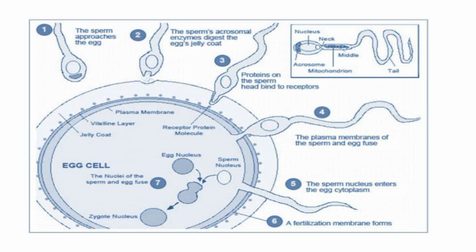So you can see this is a picture showing the sperms when they come to enter. On 1, you can see the sperm approaches the egg. Then on 2, the sperm acrosome enzyme digests the egg coat. Then on 3, protein of the sperm head binds to the receptors on the corona radiata. That's where it binds. And then on 4, the plasma membrane of the sperm and the egg fuse. The sperm nucleus enters the egg cytoplasm. That's on 5. On 6, the fertilization membrane forms. Okay, so those are the processes. You understand them later.